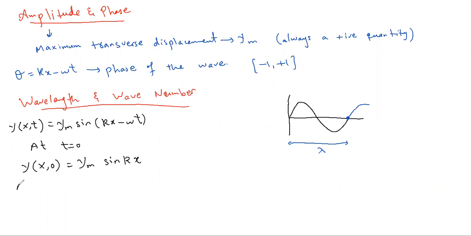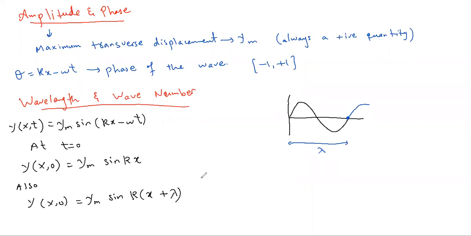Also, after covering a distance of 1 lambda, the wave will be at its initial position because the function is periodic. So I can say that the function will remain the same if I write this as sine k into (x plus lambda). If I add lambda, or 2 lambda, or 3 lambda, or n lambda to the position, the shape of the wave will not change because it's a periodic function and we are completing one oscillation.